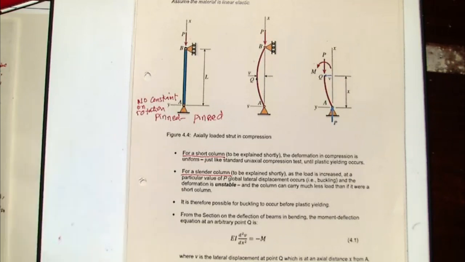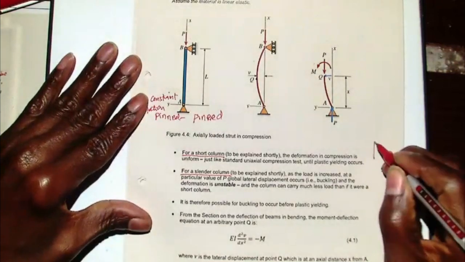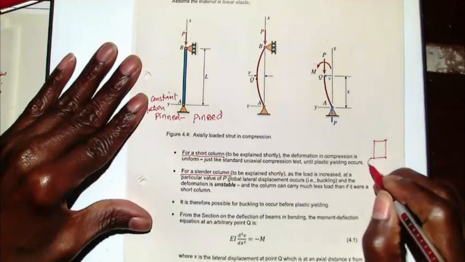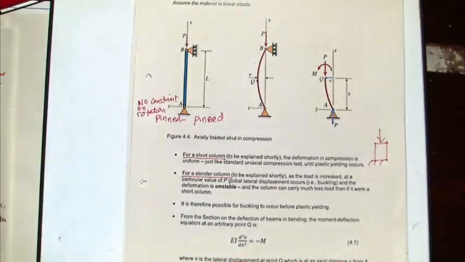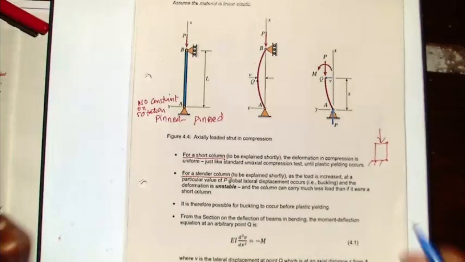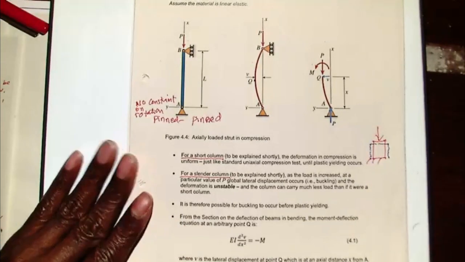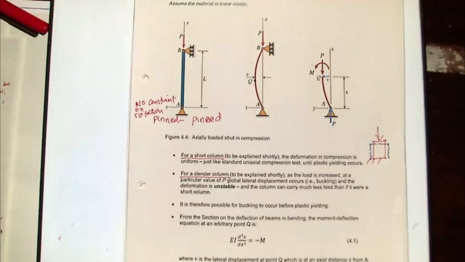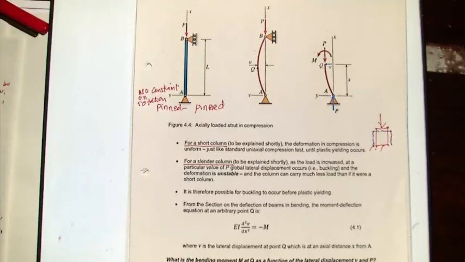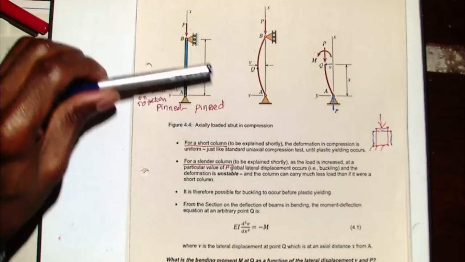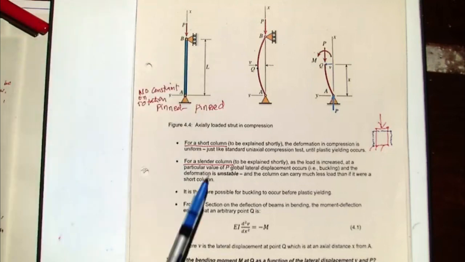If that is a short column, what you will get is like a simple compression. If you are to do that, the deflection will just do that. And then if you have what is called a slender column, which is the one that we're going to be focusing on, and we will see later on, hopefully tomorrow, what is the value of the transition between short and slender. So you will only get this type of failure mode if you have a slender one.